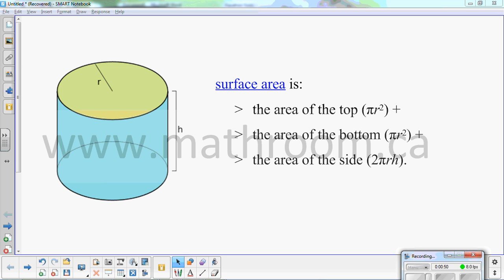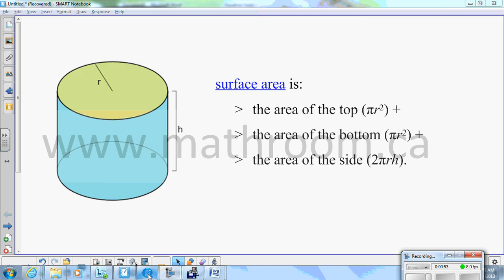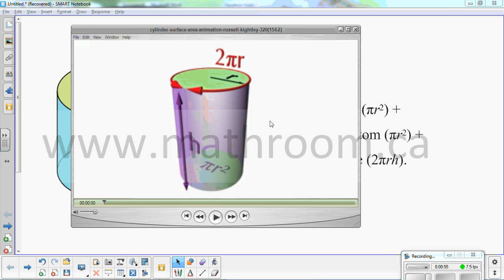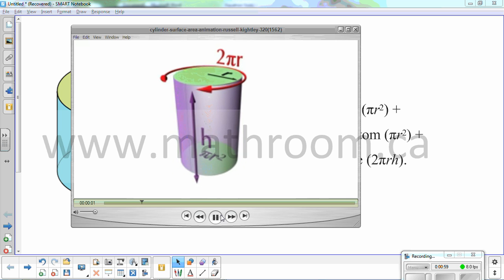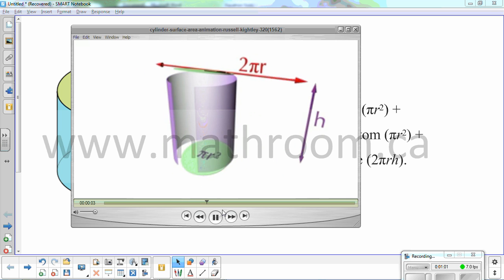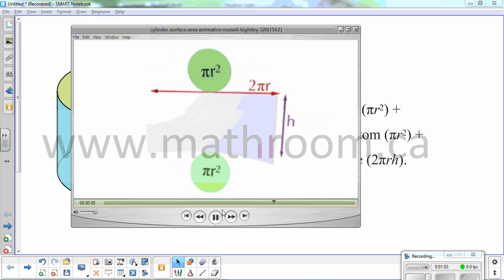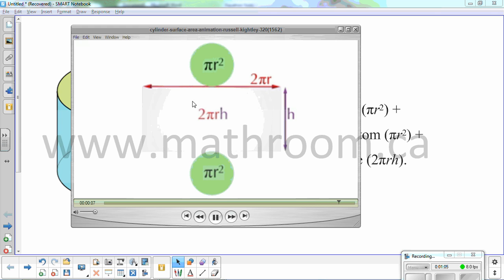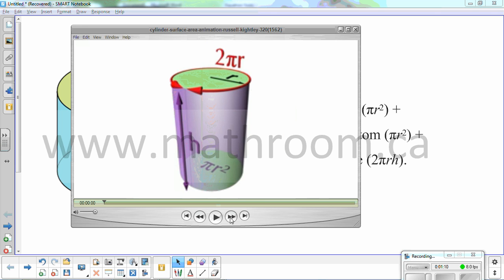So we're going to watch a short video animation on how we can break a cylinder down to find the area much easier. We'll watch at real speed here. You can see that the cylinder is peeled back, and then we break it down into three shapes, two circles and a rectangle. If we watch it in slow motion, this red line represents the circumference of that circle, and that'll come in handy to find the area of the side.